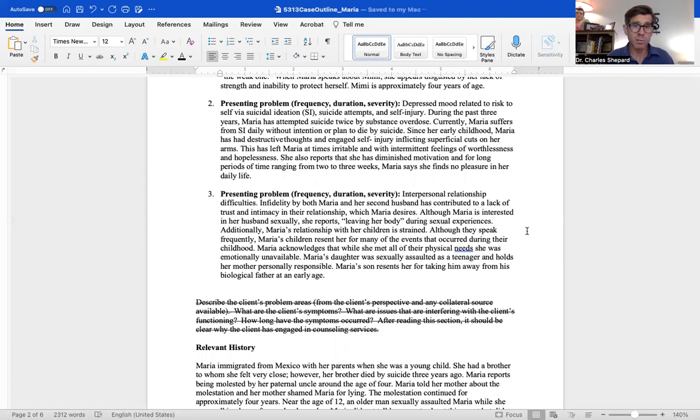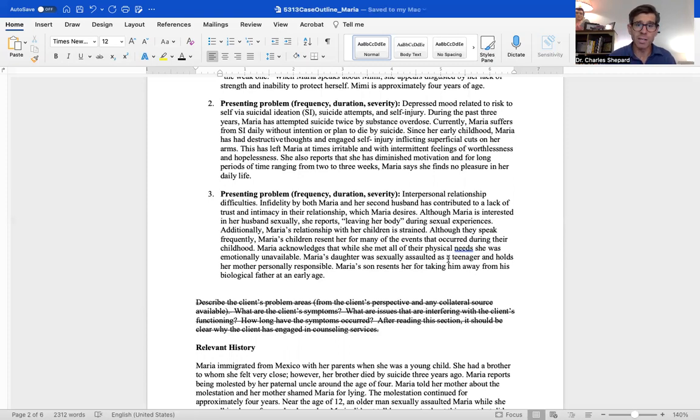Additionally, Maria's relationship with her children is strained. Although they speak frequently, Maria's children resent her for many of the events that occurred during their childhood. Maria acknowledges that while she met all their physical needs, she was emotionally unavailable. Maria's daughter was sexually assaulted as a teenager and holds her mother personally responsible. And Maria's son resents her for taking him away from his biological father at an early age.